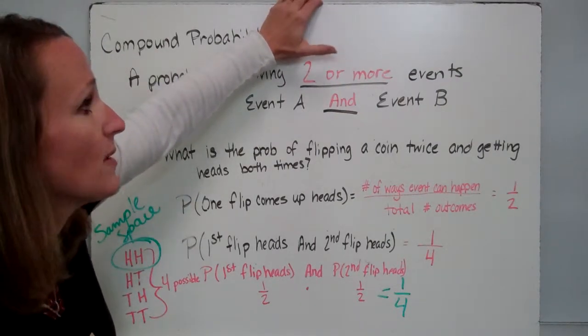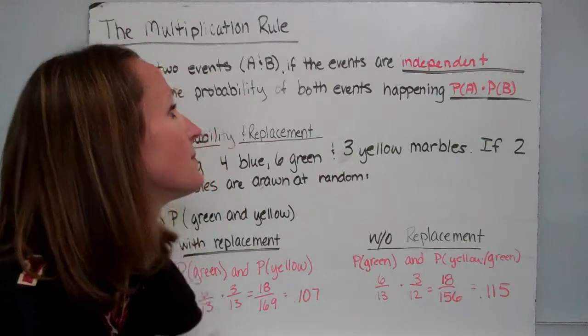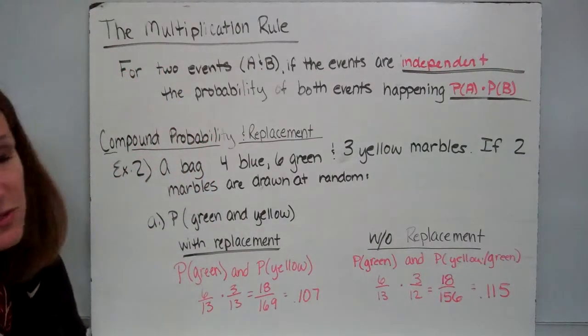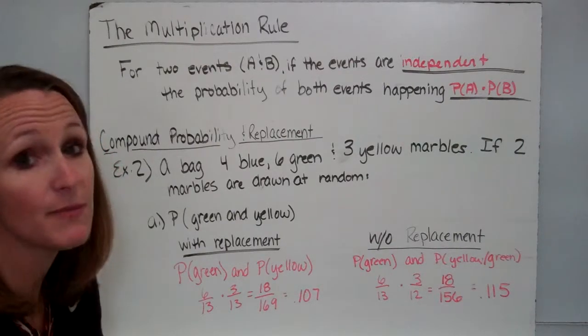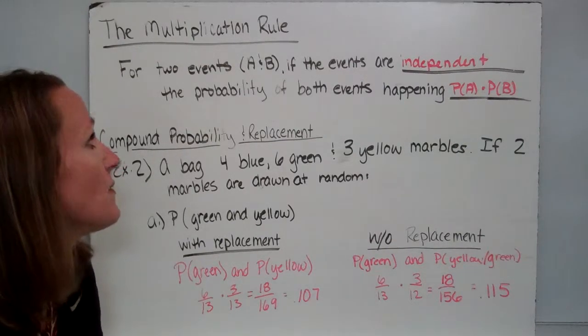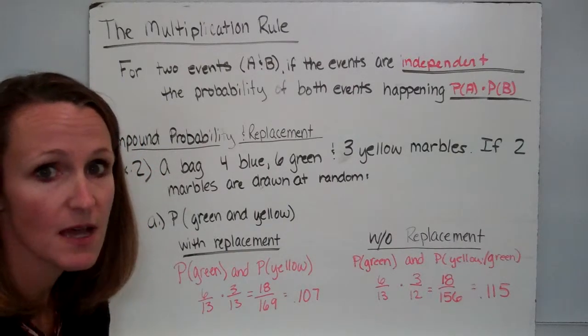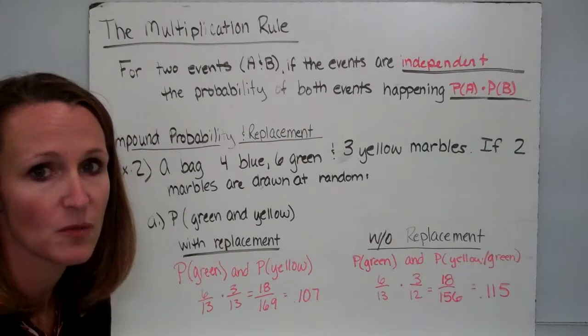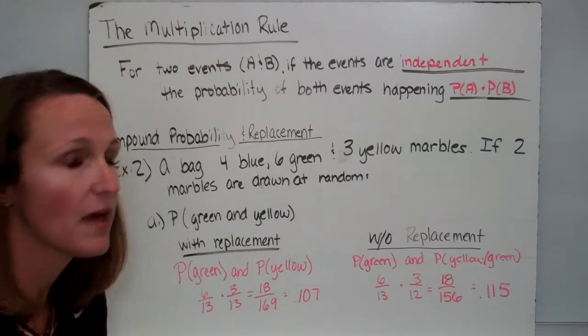Which leads us to talk about our next thing, which is called the multiplication rule. The multiplication rule says that for two events, A and B, if the events are independent, then the probability of both events happening is the probability of A times the probability of B. Remember that independent means that one event is not dependent upon the other.